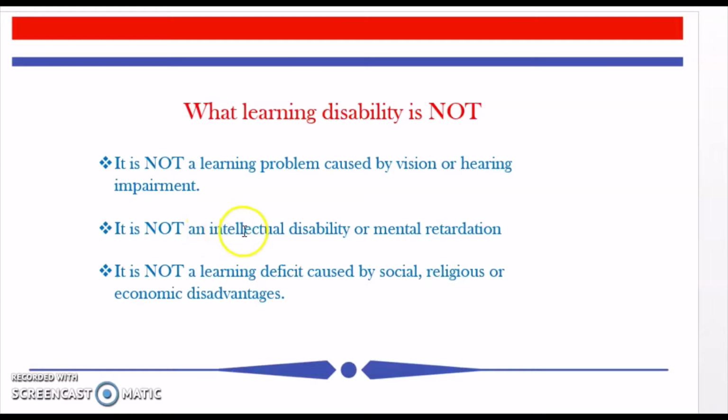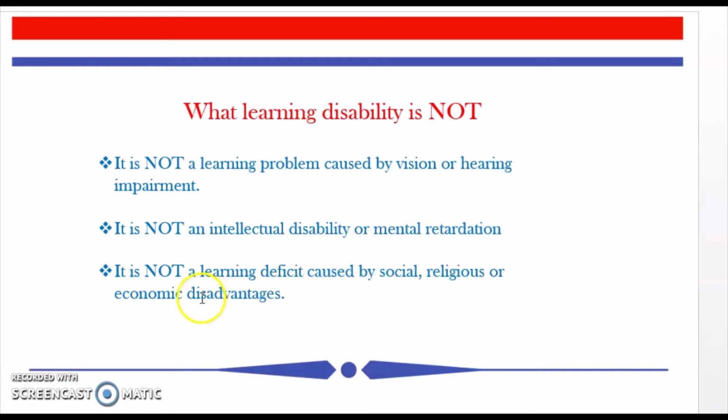It is also not an intellectual disability, or what we normally know as mental retardation. Mental retardation is a very low IQ, intelligence quotient, but a learning disabled child is average, and most times they have a higher IQ than the normal child. So a child with a learning disability is normal in every way, performs even very well in some subjects, but then in other subjects he doesn't perform well. He is not mentally retarded. He talks well, he speaks well, he eats well.